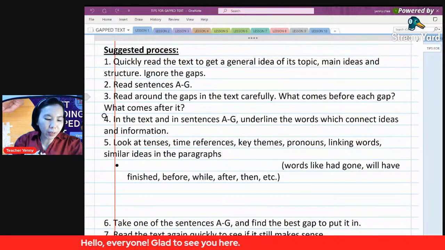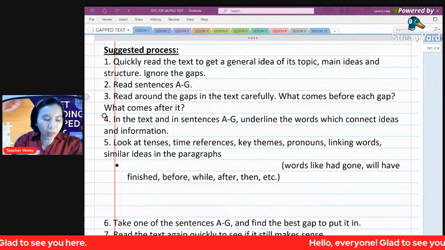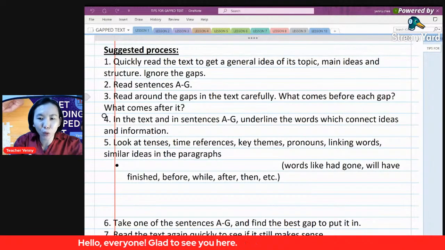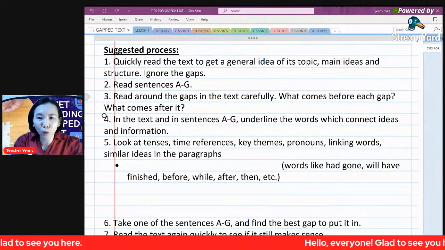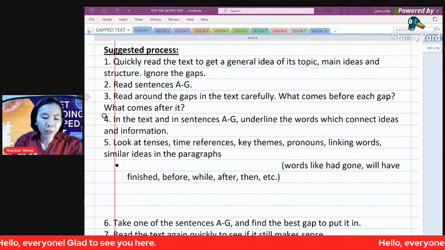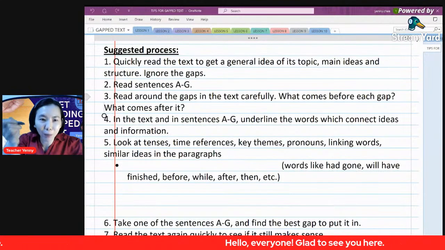Next, fourthly, in the text and in sentences A to G, underline the words which connect ideas and information. Okay, I will sum up later. Maybe I can share the slides with you later. I can share the slides with my students. So students, if you want, you can jot down notes, and then I will share the slides with you. So you have to underline or highlight. I'm sure that you have a highlight pen with you.